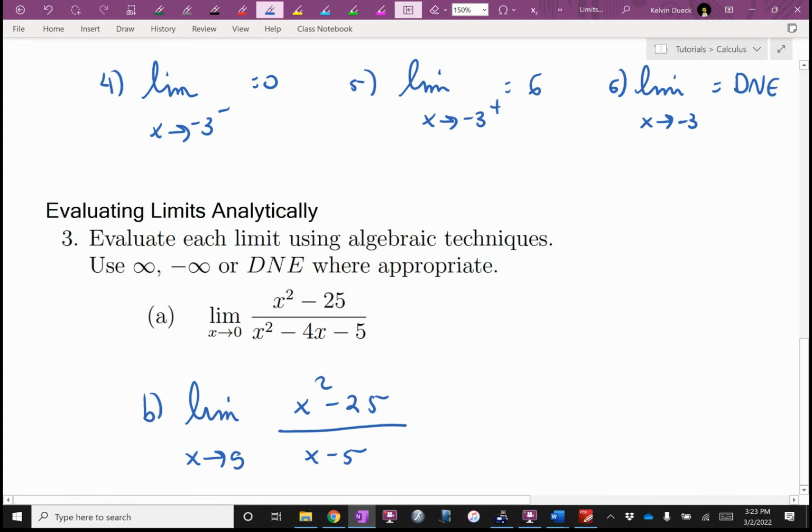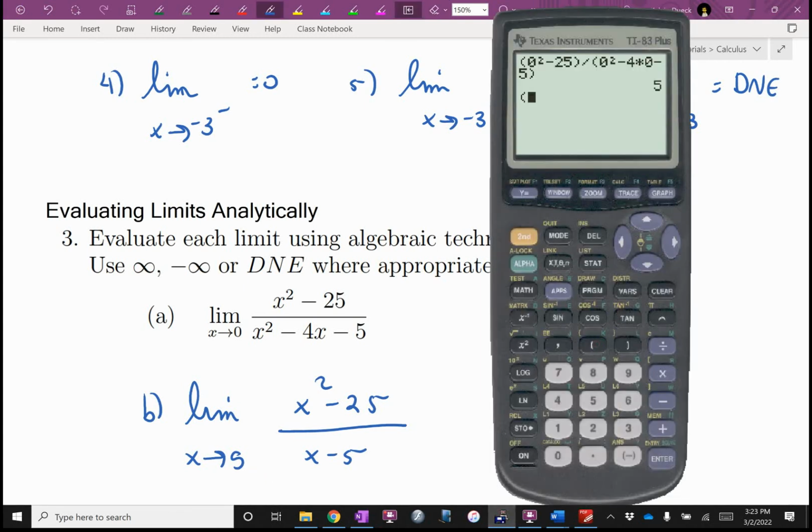Instead of plugging in x equals 5, I can always go maybe 4.99. Open bracket 4.99 squared minus 25, close bracket, divided by 4.99 minus 5. Am I plugging in a 5? No, but I'm sneaking up on it from the left. What do I mean by from the left, Owen? A little bit smaller than 5. I'll bet you the answer is going to be 10.